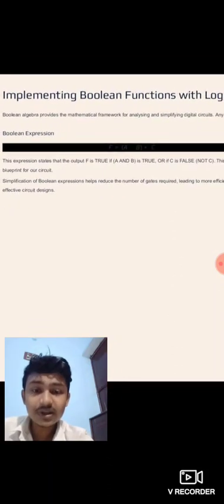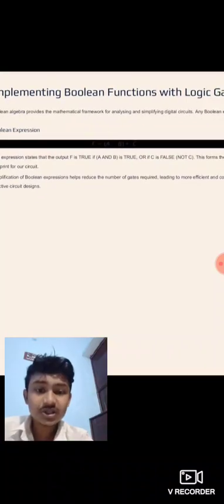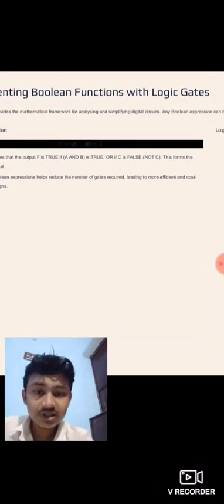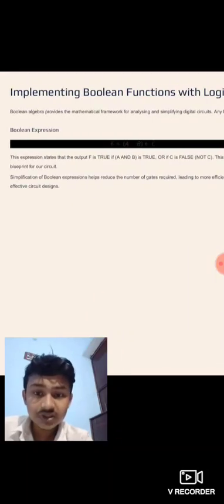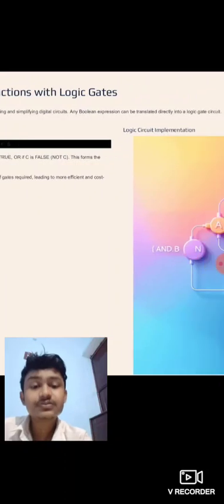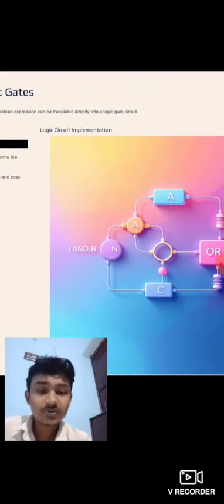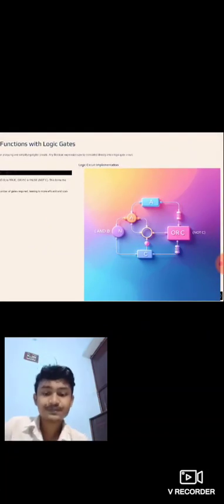Simplification of the Boolean expression helps reduce the number of gates required, leading to more efficient and cost-effective circuit design. Logic gate implementation. This is the diagram.